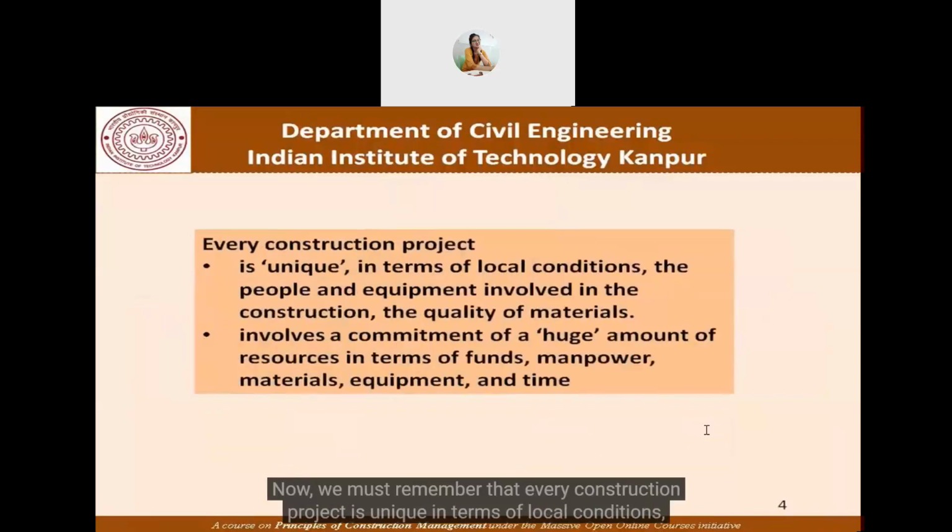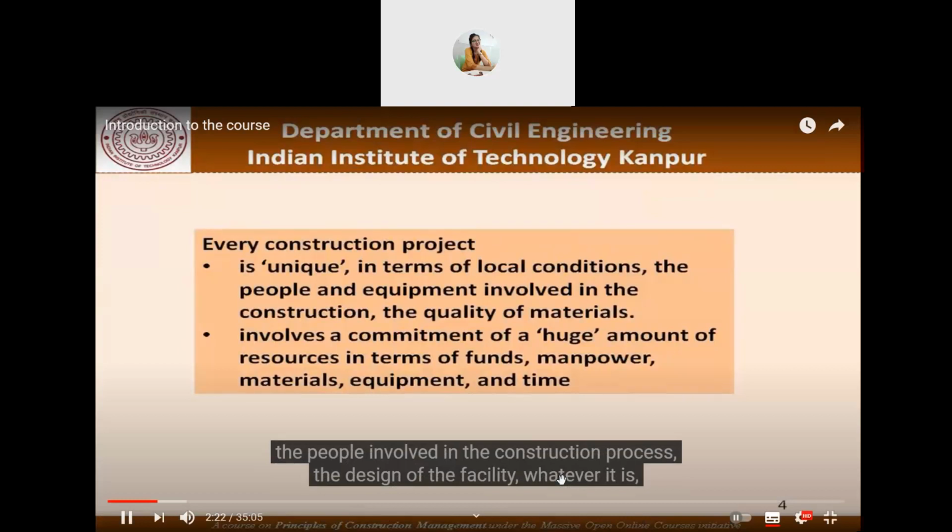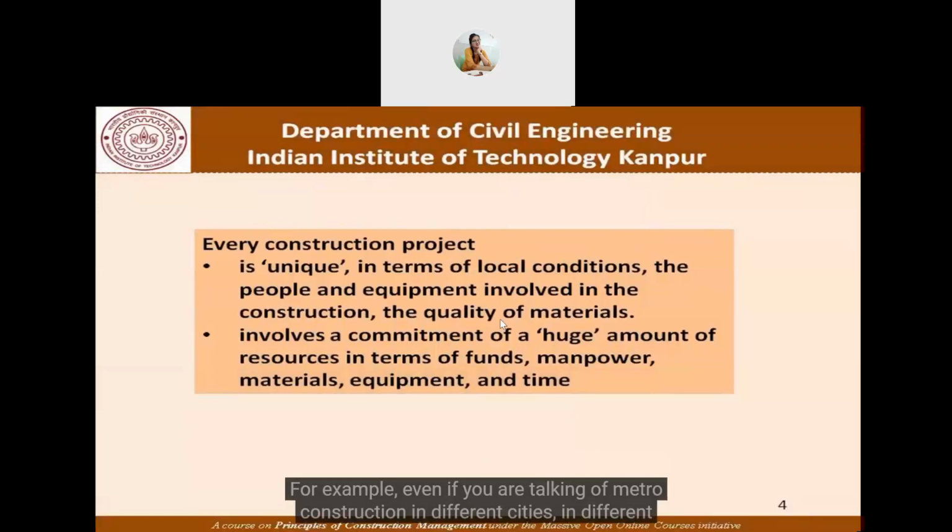Now, we must remember that every construction project is unique in terms of local conditions, the people involved in the construction process, the design of the facility, the equipment involved in the construction, and the quality of materials. For example, even if you're talking of metro construction in different cities, in different countries, even though the technology is the same, the project in city one and city two is unique because of the people involved in constructing it, the equipment they use to implement the same technology, the characteristics of the materials being used, and so on.